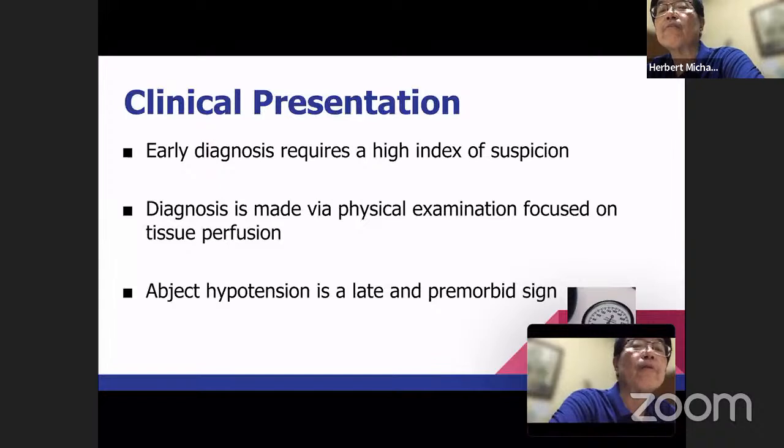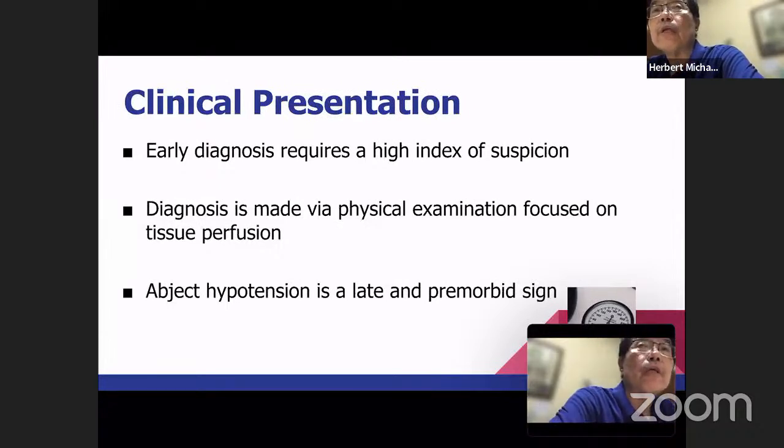So what are these? You have to look at the mental status. You have to look at your vital signs, the blood pressure, the heart rate, the respiratory rate. You have to look at the pulses, both central and peripheral. You look at the perfusion of the extremities. You feel the temperature of the hands and feet, and you compare that with the ambient room temperature.